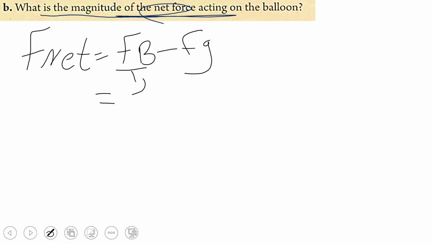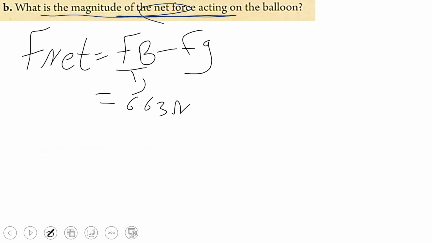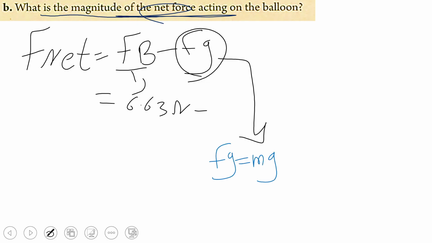Actually, guys, FB we found in the previous part. It was 6.63 Newton. Look, we found it. The buoyant force is equal to 6.63, but you have another problem. We don't have FG. We can find Fg easily by this rule, Fg equals mg. And this mass is the mass of the balloon, guys. We have two masses, we have to add them. First, the mass of the balloon plus the mass of the helium. Bring it down here.